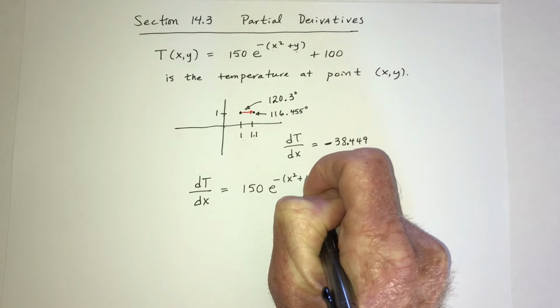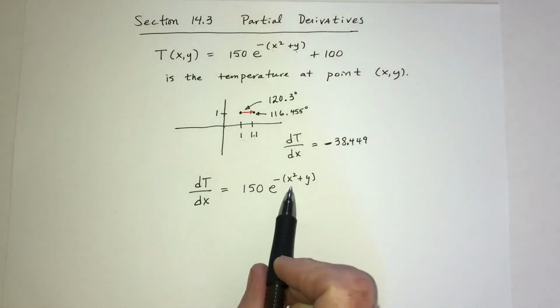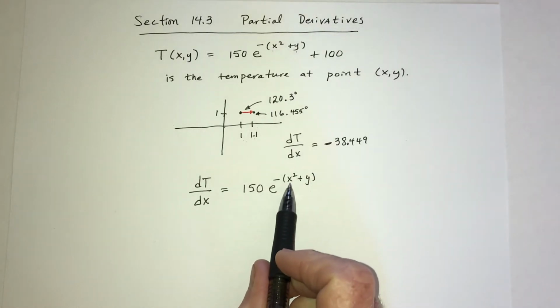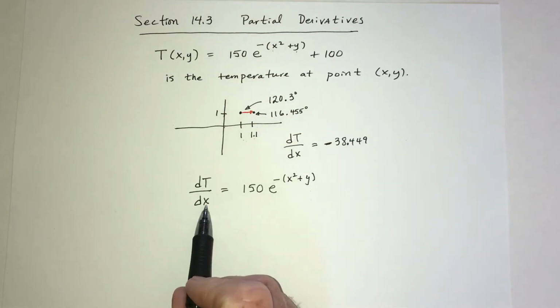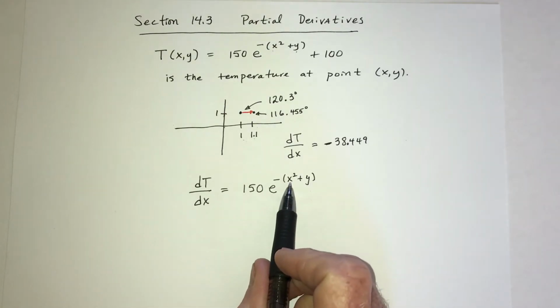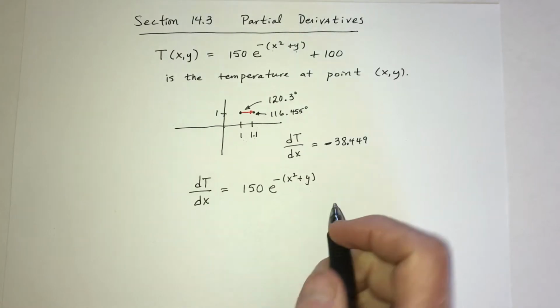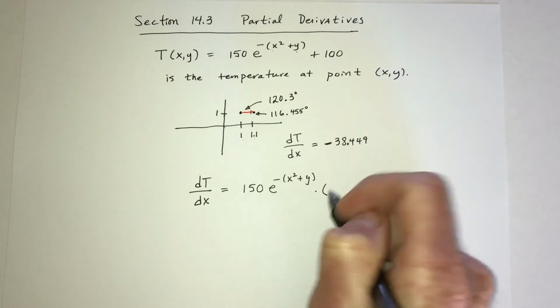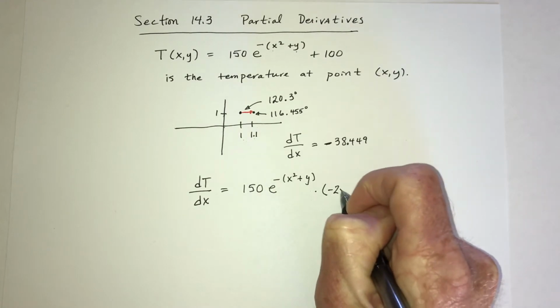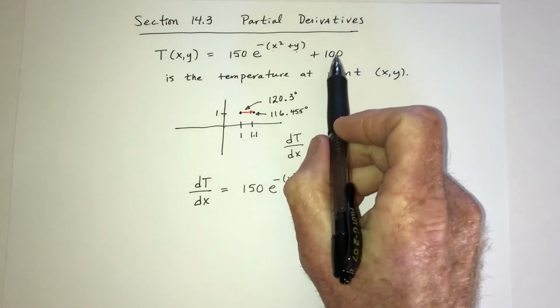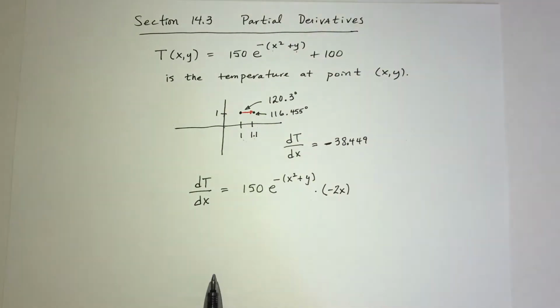And then there's the chain rule. So take the derivative of this. Well, the derivative with respect to x, the derivative right here is going to be negative 2x. And because this is a constant, the derivative is 0. So the derivative of that exponent is going to be negative 2x. And the derivative of 100 is 0.